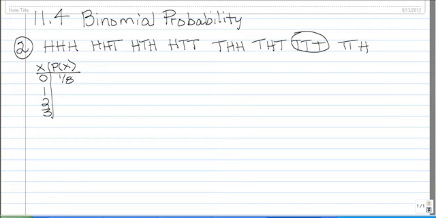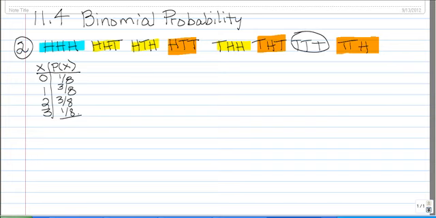Probability of 1 heads, okay, let's see if we can highlight the cases where we have 1, that's 3 out of 8. Let me go back to the yellow. Probability of 2 heads, that's again 3 out of 8. And probability of all heads is 1 out of 8. So we can see that our probability distribution adds to 8 eighths, which is equal to 1.